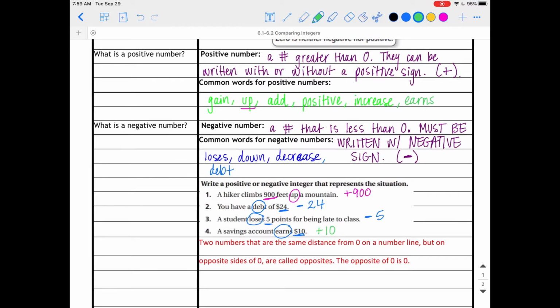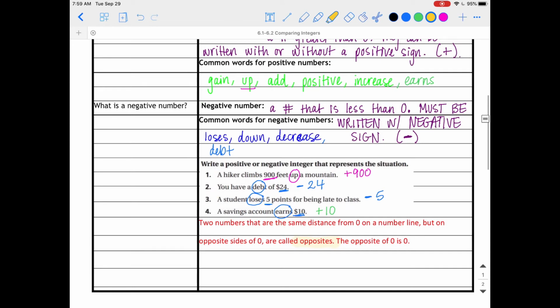All right. So I just want to be clear on this concept right here. Two numbers that are the same distance from 0 on a number line, but on opposite sides of 0 are called opposites. Okay, so I'm going to highlight that because that's a big idea here. So these are called opposites.